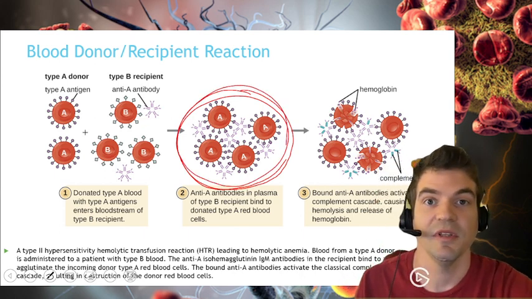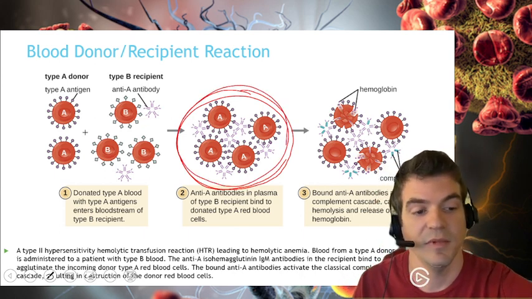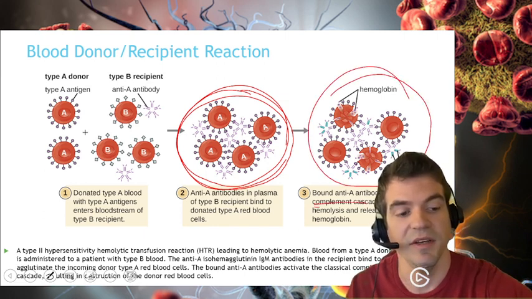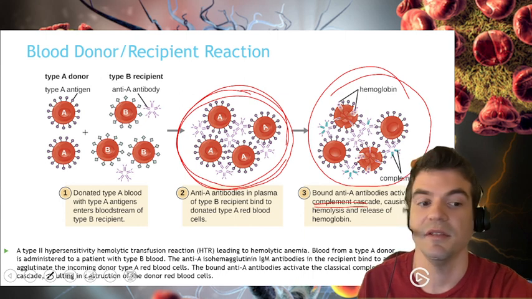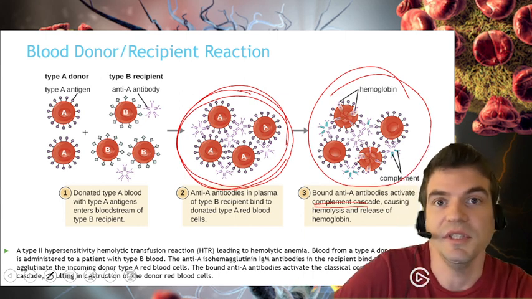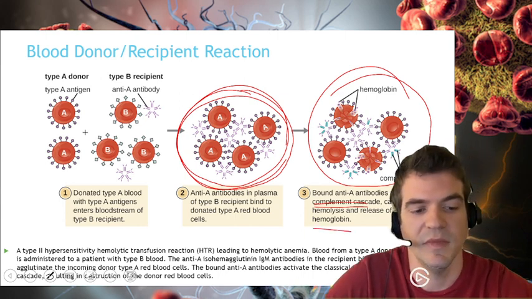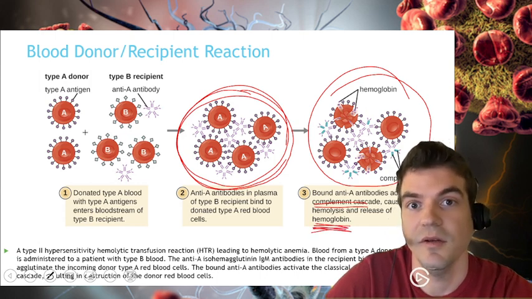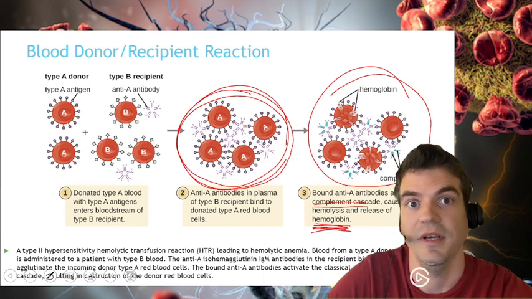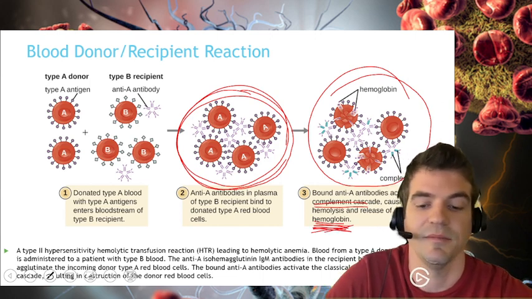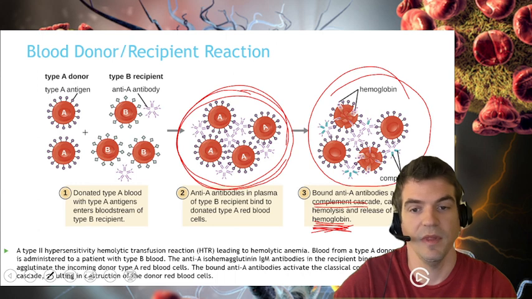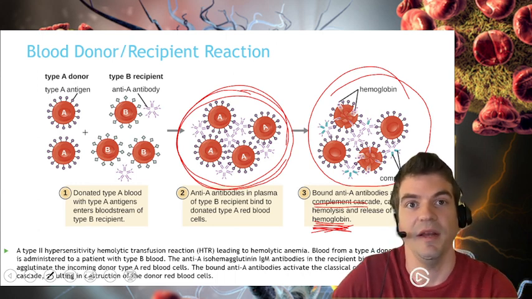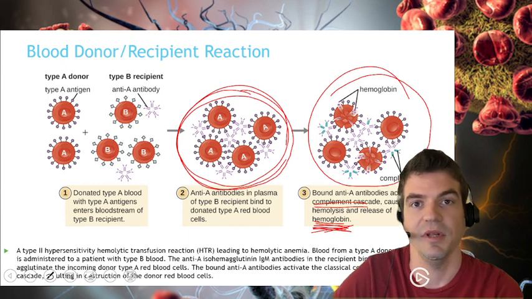And we saw what happens when that happens. These activate the complement cascade, causing hemolysis and the release of hemoglobin. If you release hemoglobin, then you're going to get it in your kidneys and in your urine, and you can detect it. So that would be a transfusion reaction with a bad blood donor, and that's why blood typing is so important.